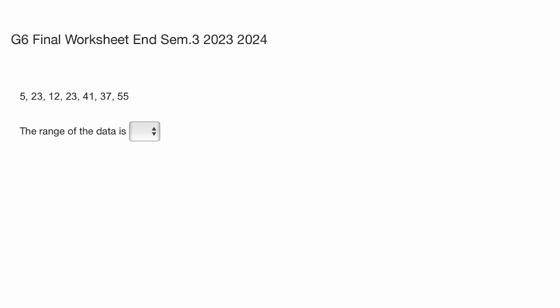The range of the data: the range is the difference between the greatest and least values. The greatest value is 55, the least value is 5, so 55 minus 5 equals 50. So the answer is 50.